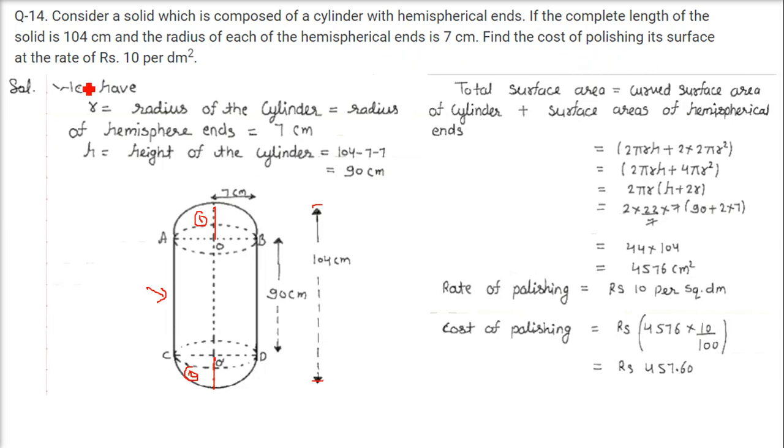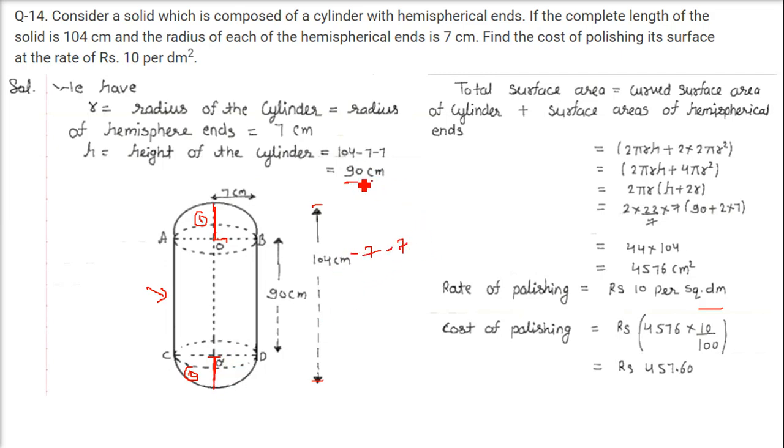And find the cost of polishing its surface at the rate of 10 per decimeter square. We are going to change it into centimeter or meter square. Okay. Now, first of all, what will be the height of the cylinder? This is total 104. This is 90. How? Because this part is 7, so we subtract this 7 part, and this is also 7, so we subtract this also.